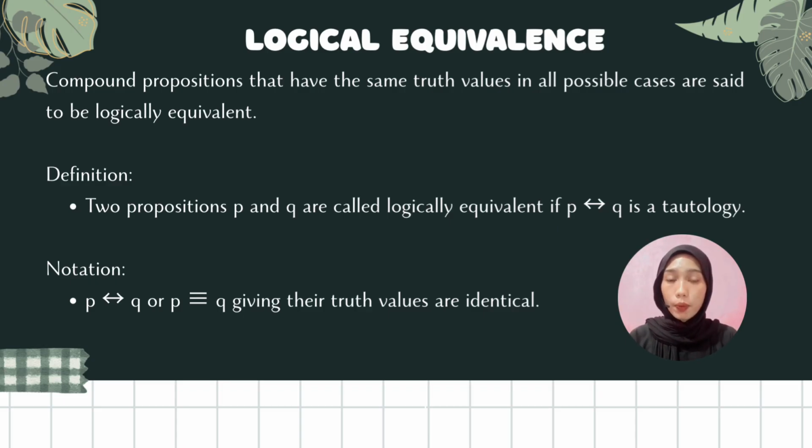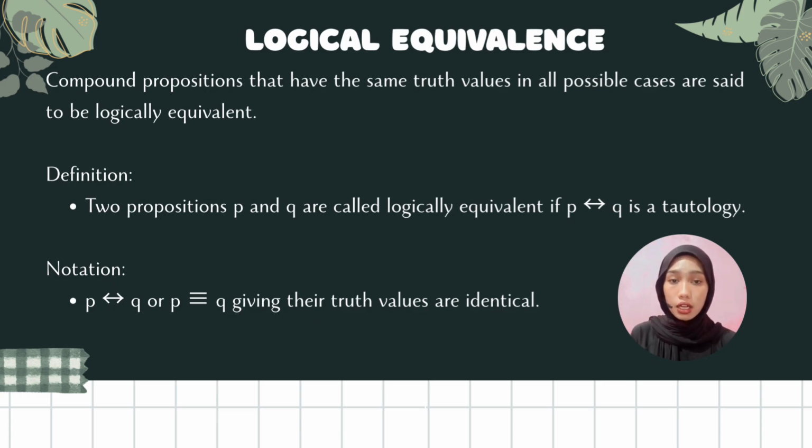More formally, two propositions P and Q are called logically equivalent if the biconditional statement P if and only if Q is a tautology, meaning it is always true. The notation used to show this equivalence is either P ↔ Q or P ≡ Q, indicating that the truth values for both P and Q are identical across all scenarios. Understanding logical equivalence allows us to substitute one statement for another without changing the overall meaning or truth value in an argument.